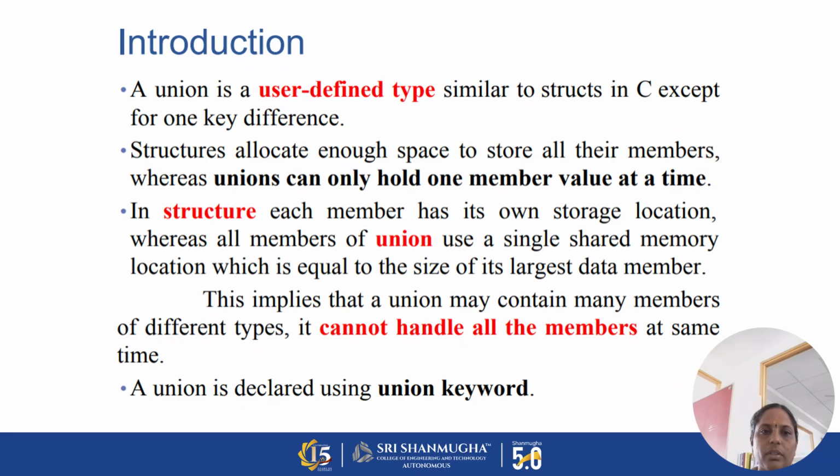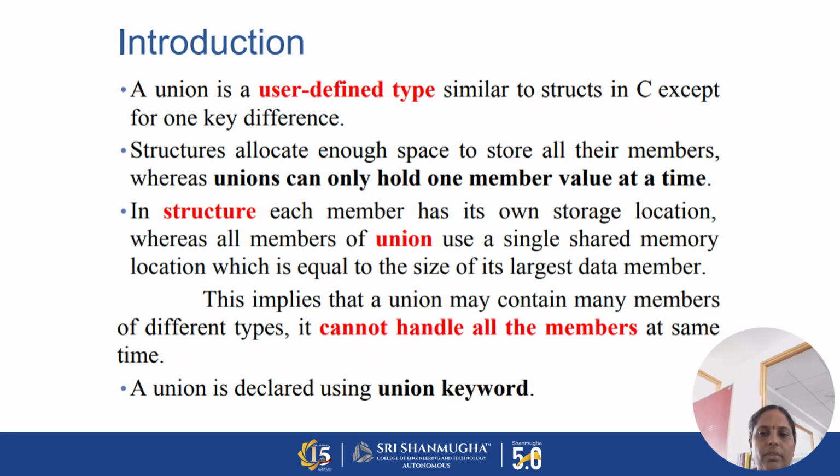So what is Union? Union is a user-defined data type similar to structure. Structure allows enough space to store all the members, whereas in Union, all the member values cannot be stored at a time and all the values are shared. In Union, the memory is shared, whereas in structure, they have individual memory space for each data member.